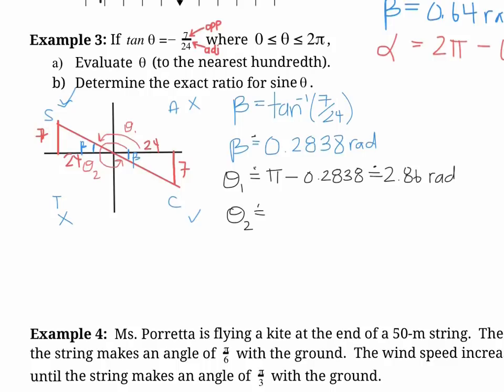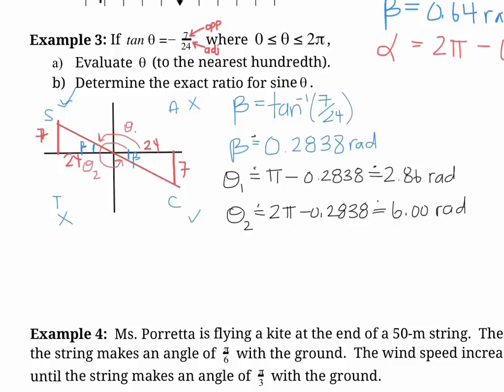For theta 2 now, that's in quadrant 4, right over here. So if we go all the way around, it's 2 pi, and if we backtrack that beta, backtrack 0.2838 radians, we're going to get our solution. And we get approximately 6.00 radians. So there are our approximate measures of both our thetas.